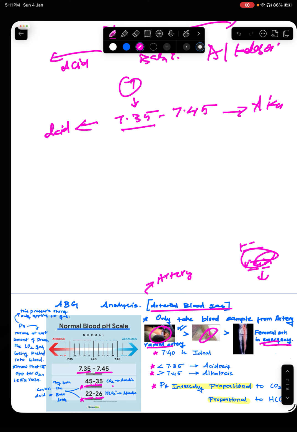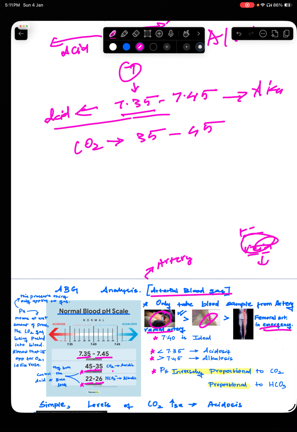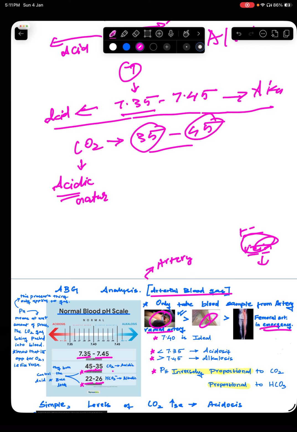Second thing you must know is the CO2 level. What's the normal CO2 level? It is again 35 to 45. A very important thing, guys: CO2 is acidic in nature. So this is the normal value of CO2 in our blood.